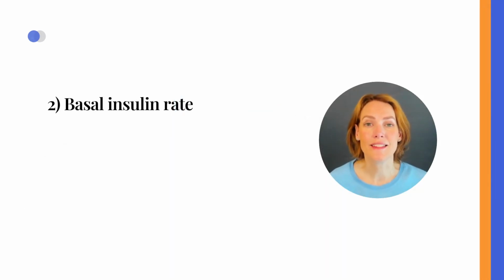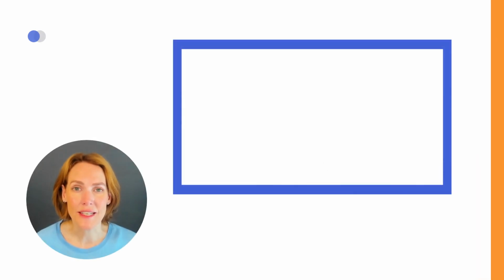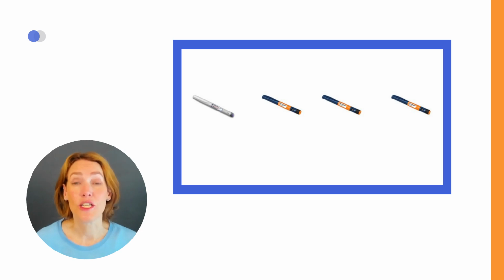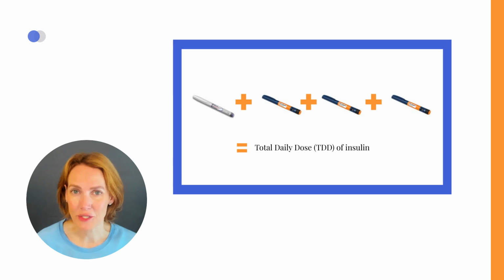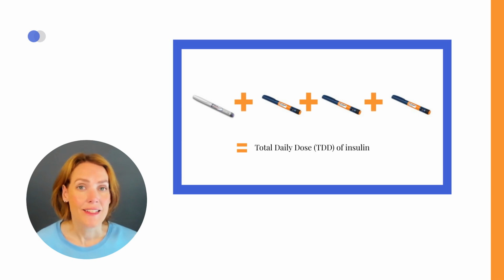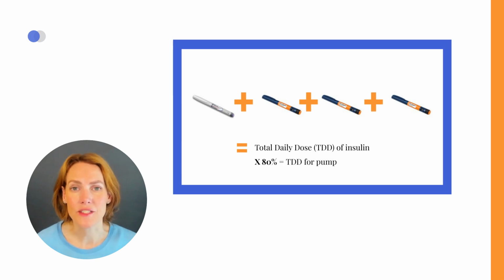2. Basal insulin rate. Most individuals with type 1 diabetes using insulin pens follow a basal bolus regimen. This consists of 1 or 2 injections of long-acting insulin and 3 or more injections of rapid-acting insulin for mealtime carbohydrate intake. In transitioning to an insulin pump, we generally calculate the total daily insulin dose by making the sum of both long and short-acting insulin and set the pump to deliver 80% of this total daily insulin dose. This reduced dose is because the insulin seems to work more efficiently via the pump, and we want to avoid hypoglycemia.